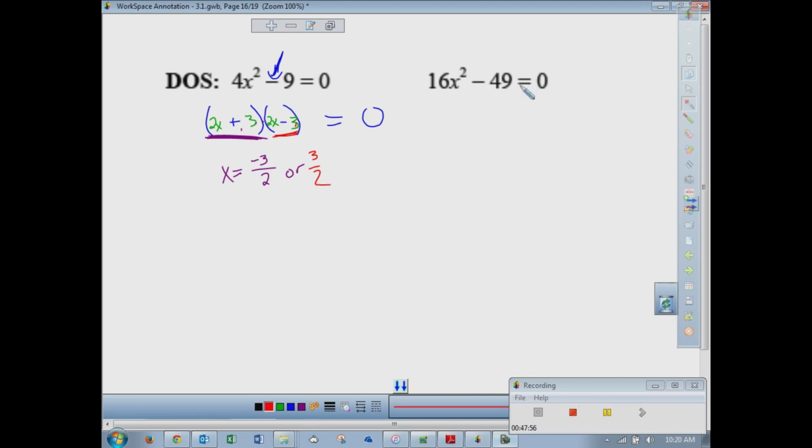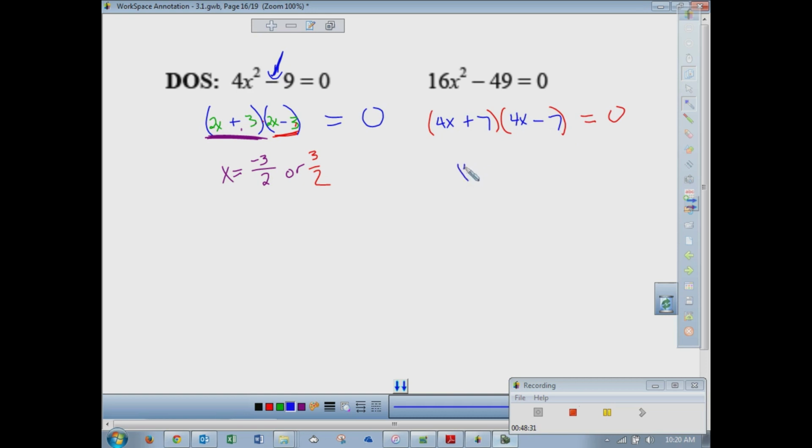This is a subtraction problem. There are only 2 terms, and each term is a perfect square. That's why it is a difference of squares. So set them up as 2 parentheses equal to 0. Square roots go in. 7, 7. Signs are different. It doesn't matter which one's positive, which one's negative. They just have to be different.